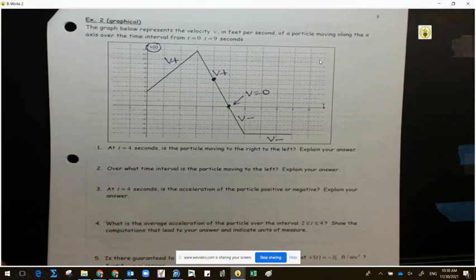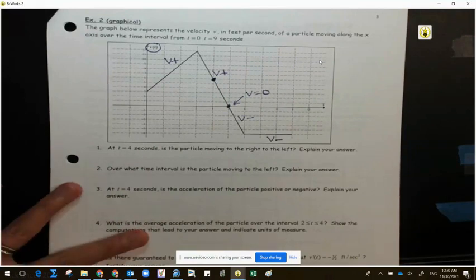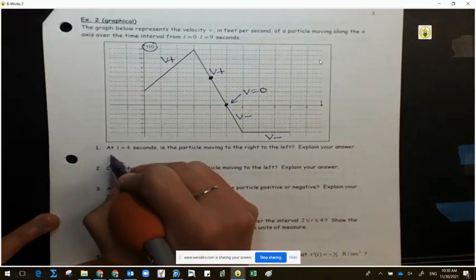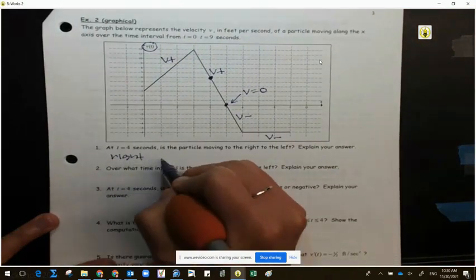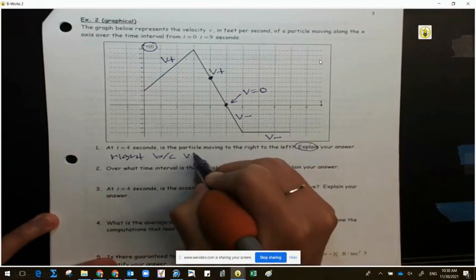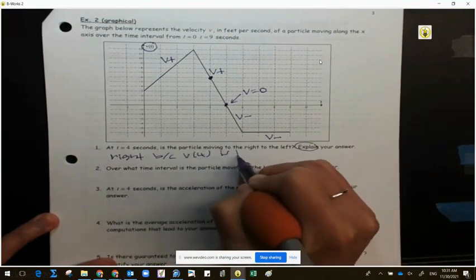Is my particle moving to the left or the right? So let's go back to our card. The velocity is positive, so it's going to the right. So you've got to use your card because it wants you to explain: V of 4 is positive.